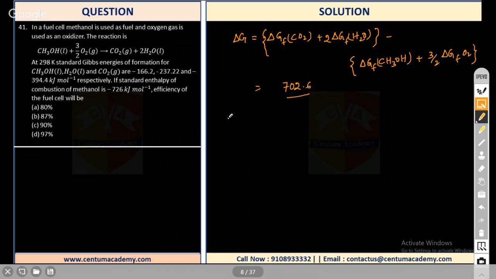Now, the percentage efficiency of the fuel cell you have to find out. So percentage efficiency will be the energy that has been utilized, which is 702.6, divided by the enthalpy of the reaction, which is given, 726, into 100. When you solve this, you will get 97%. Hence the answer will be option D. Next question you see.